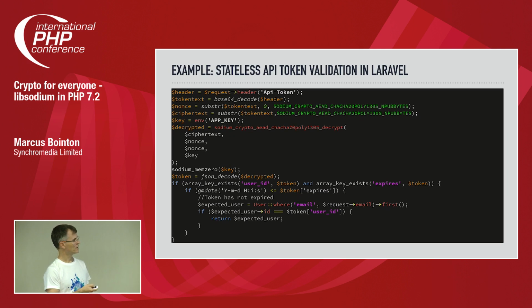And then we can extract these two things, and we just check that it hasn't expired and that the user actually exists, and then we're happy with that. So that's an example of actually using the Sodium crypto functions in an actual practical application.